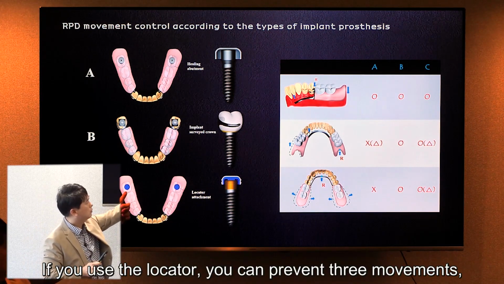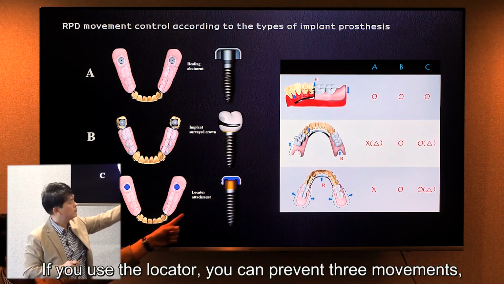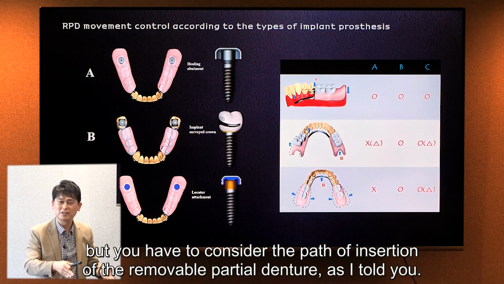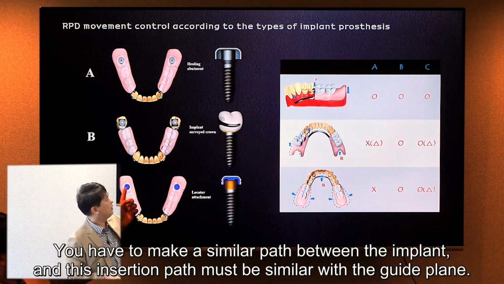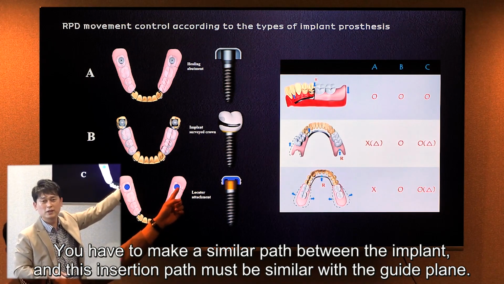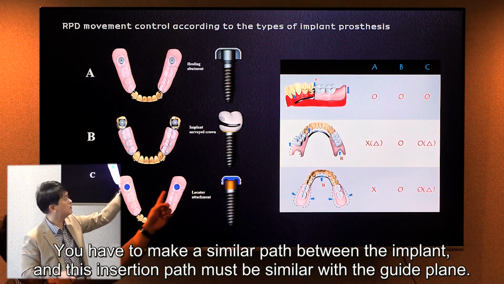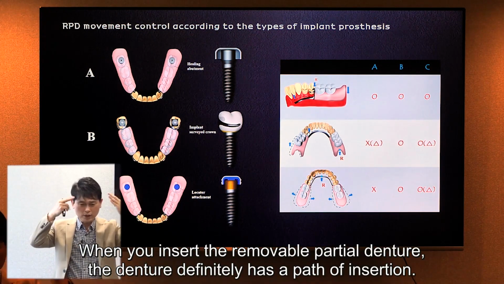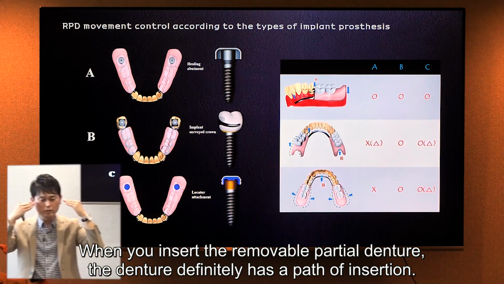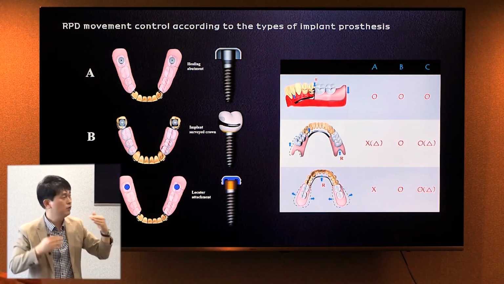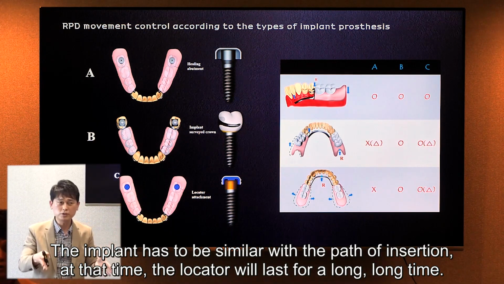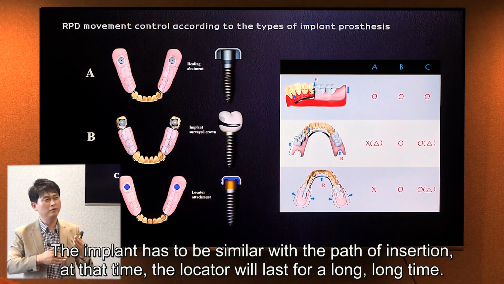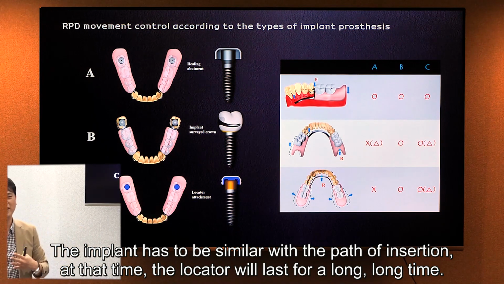If you use the locator, you can prevent 3 movements. But you have to consider the path of insertion of the partial denture. As I told you, you have to make a similar path between implants, and this insertion path has to be similar to the guiding plane. When you insert the removable partial denture, the denture definitely has a path of insertion. The implant has to be inserted similar to the path of insertion. At that time, the locator will last a long time.